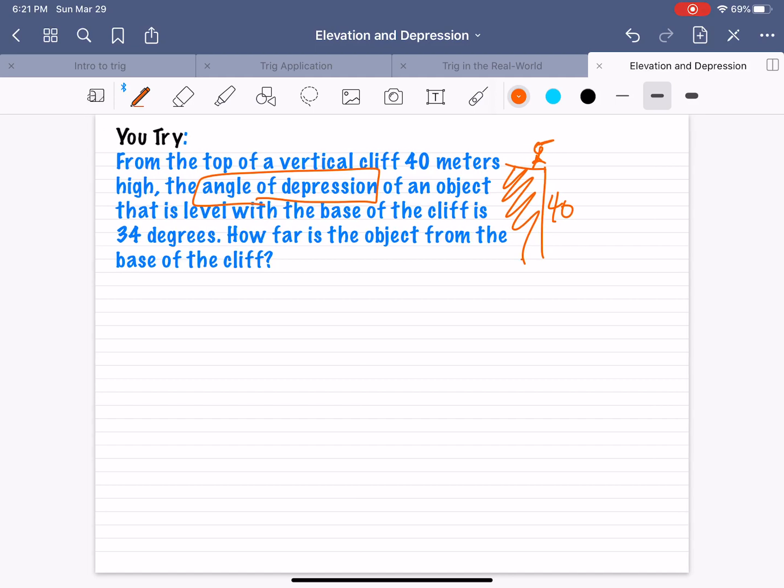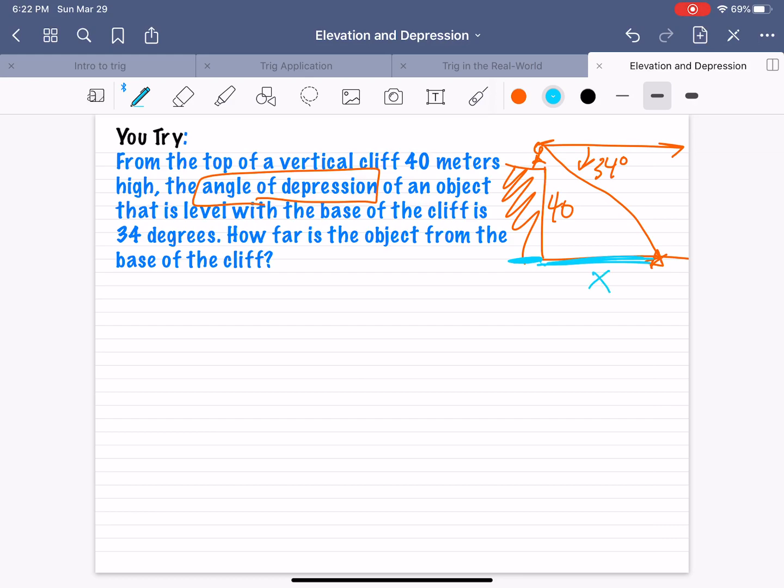The angle of depression from an object that is level with the base of the cliff is 34 degrees. So again, there's the object over here on the ground. Let's put the star there. And it has an angle of depression of 34 degrees. So remember, this person will be looking in this direction. Angle of depression is when you look down. So he's going to look down 34 degrees to the object. How far is the object from the base of the cliff? Here's the base of the cliff here. In other words, what's this distance right here?